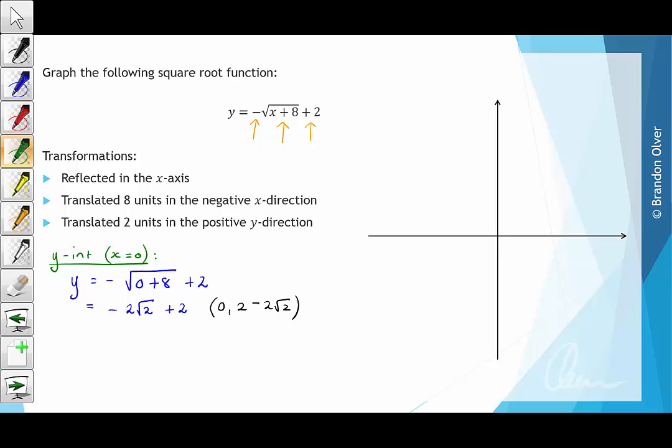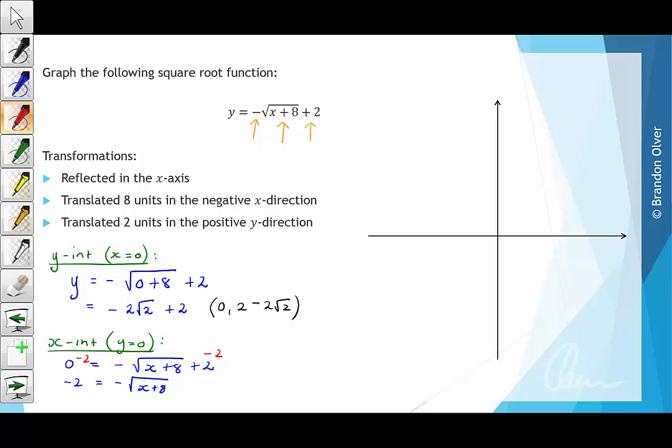Next up, we can check for any x-intercepts. So to check for x-intercepts, we let y equal 0. And when we do that, we get 0 is equal to negative square root of x plus 8, plus 2. So subtracting 2 from both sides of the equation, we get negative 2 is equal to negative the square root of x plus 8.